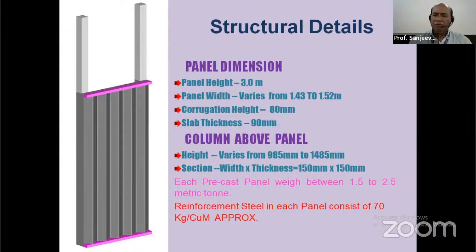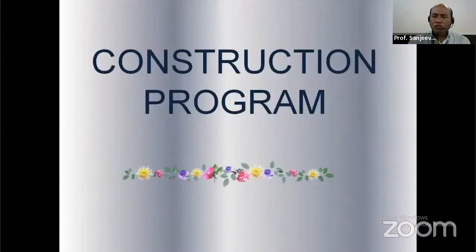The weight of each precast panel was 1.5 to 2.5 metric tons. So just imagine the weight. Reinforcement steel in each panel consisted of approximately 70 kg per cubic meter. So what was the construction program?